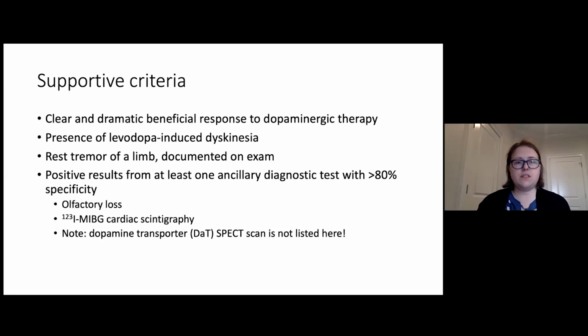You can use some tests to help you make the diagnosis, although I'll say in practice, these are not used very much in the United States. And I'll just also note that the DAT scan is not one of the tests that's considered to have enough specificity or sensitivity to make the diagnosis. So later in the lecture, I'll talk about times when you would want a DAT scan, but for the most part it's not always that helpful.